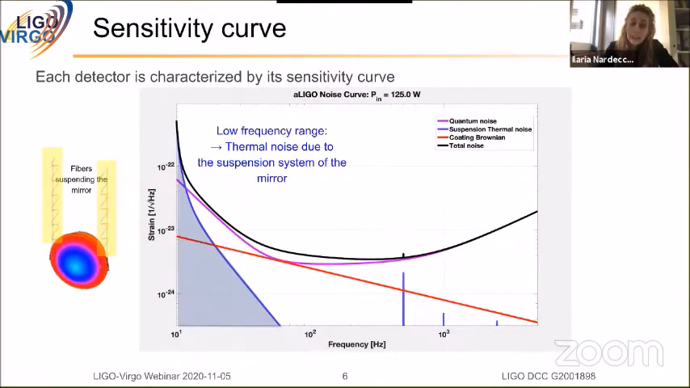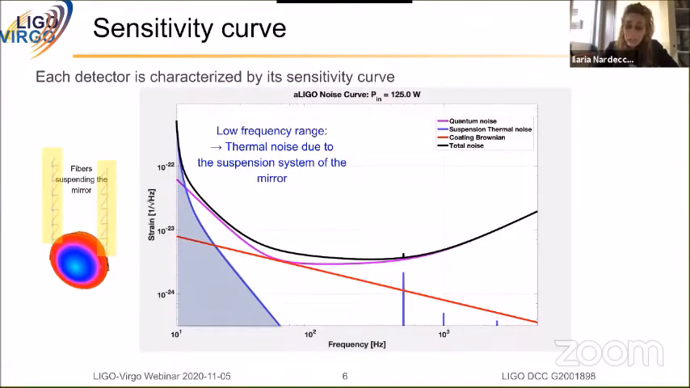Each detector is characterized by its sensitivity curve, that is an identity chart of each gravitational wave detector, obtained by summing all noises that are present inside the detector. We identify three different range areas depending on the frequency. In the low frequency range, the most important contribution is due to the thermal noise, due to the suspension system of the mirror.